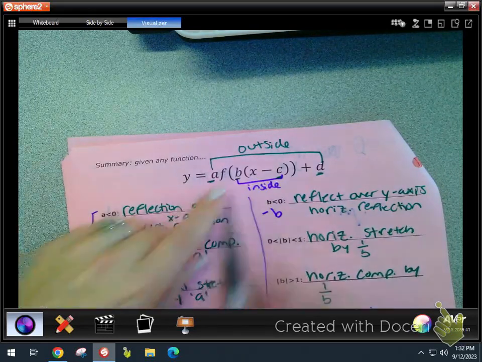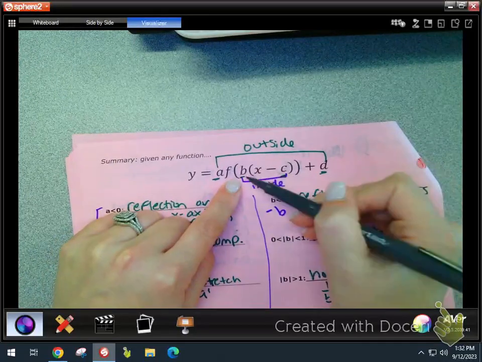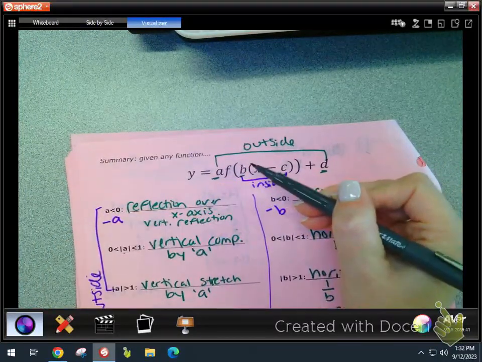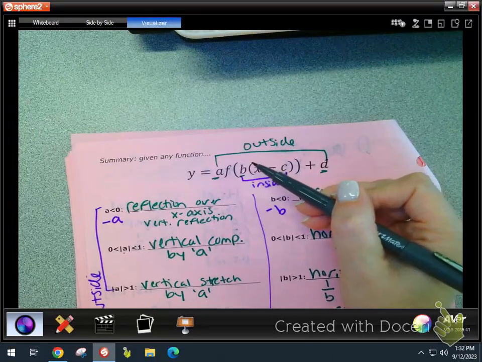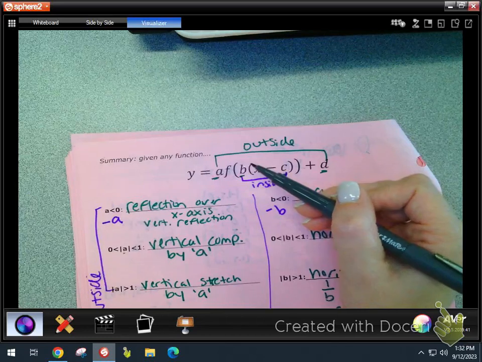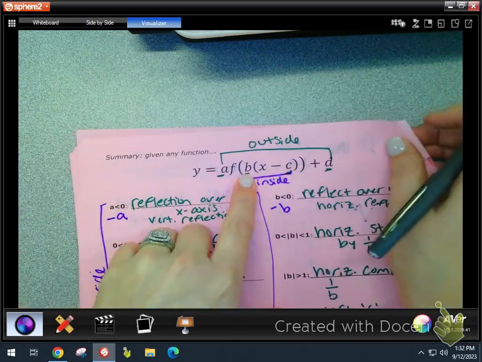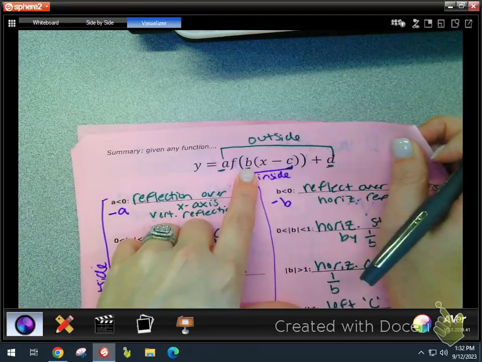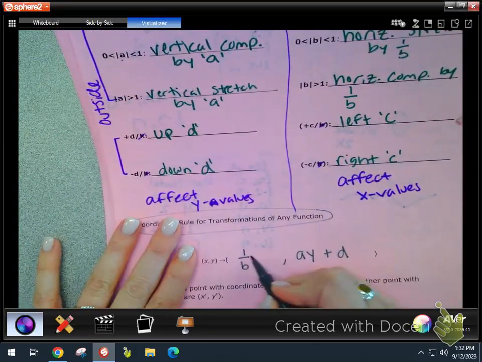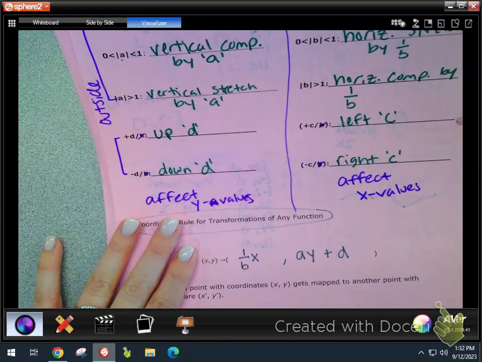As far as the multiplier, you multiply by the reciprocal of this number. So what's the reciprocal of 3? What's the reciprocal of 1/5? 5. What's the reciprocal of B? 1 over B. So you're going to take your X's and multiply them by the reciprocal of that.